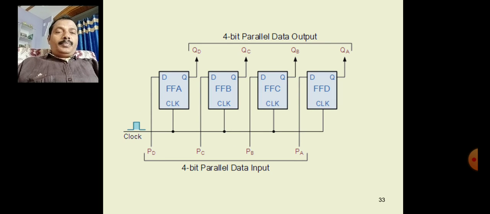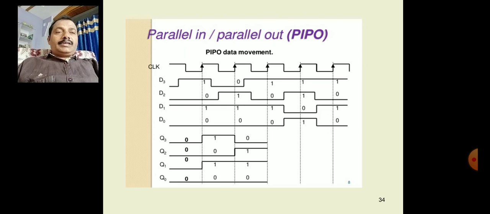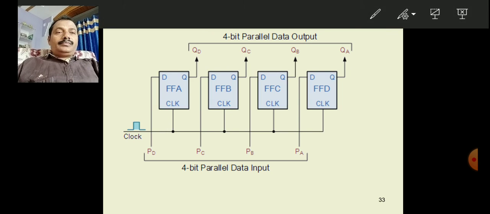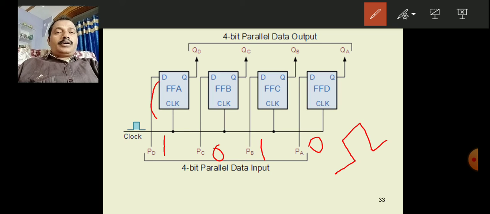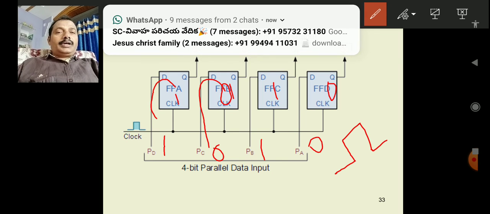So this is the 4-bit parallel data. Once one clock pulse comes, the loading of the data is done like this. So the data, for example, 1010, that 1010 comes into this like this: 1, 0, 1, 0, like this.